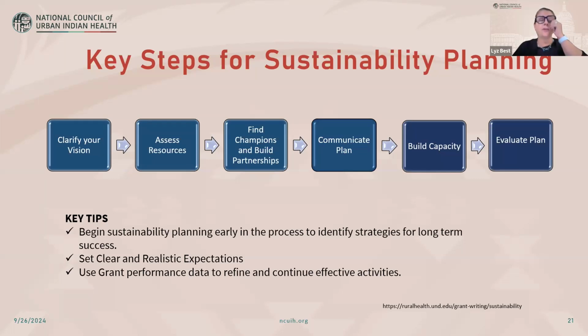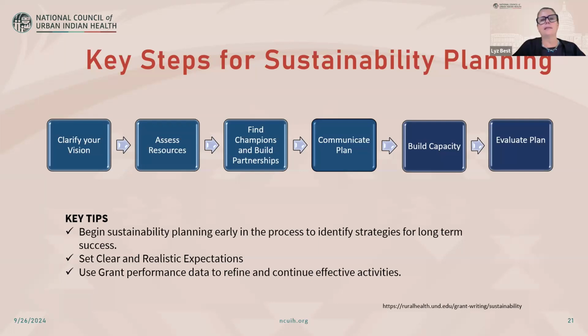In the next few slides, we'll explore these 5 key steps for sustainability planning in detail. First, we'll clarify the vision of your program, which sets the directions and goals. Next, assessing resources will help you to understand what you have and what you need. Finding champions who can advocate for you and support your program is also vital in the planning process, as well as communicating your plan effectively, which will ensure that everyone is on the same page.